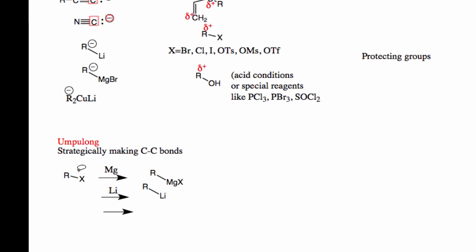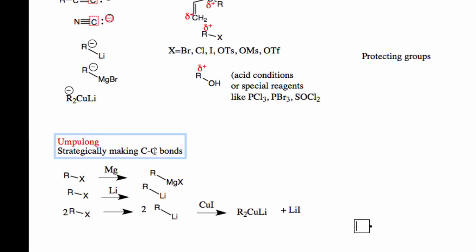Finally, if you want to create one of these dialkyl copper lithium reagents, you actually do it in two steps. First, you make two equivalents of the alkyllithium reagent, which you then treat with copper iodide to make one equivalent of the dialkyl copper lithium plus one equivalent of the lithium iodide salt. So the idea of Umpolung is that we change the delta positive on the alkyl group into the equivalent of a nucleophile, a negative. So we change its reactivity.